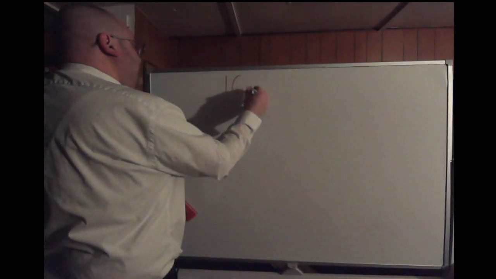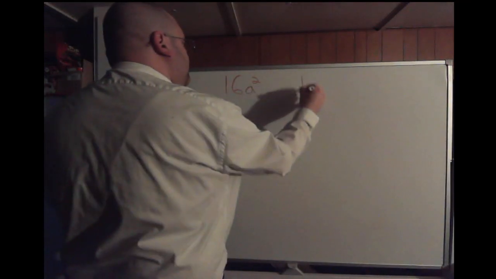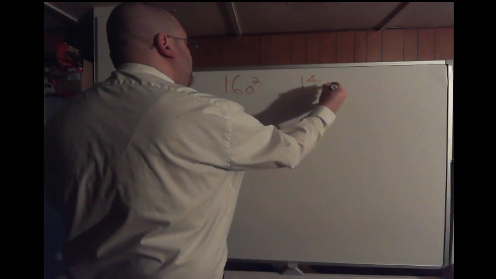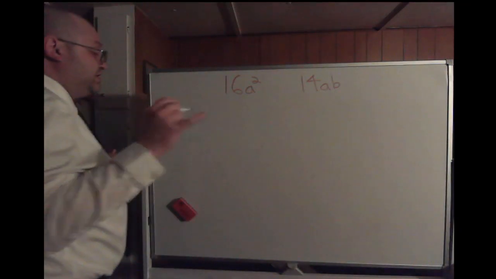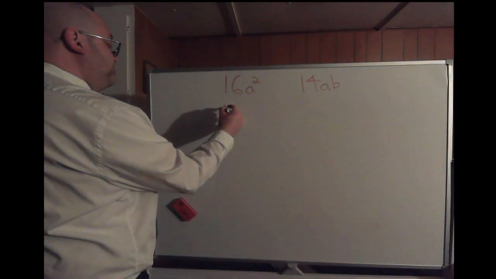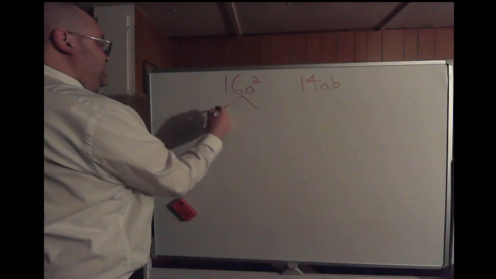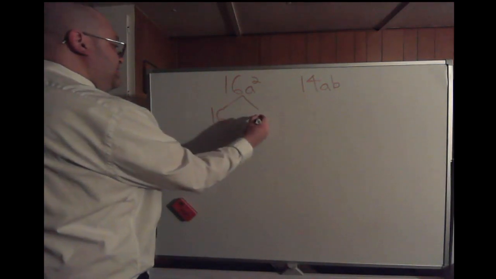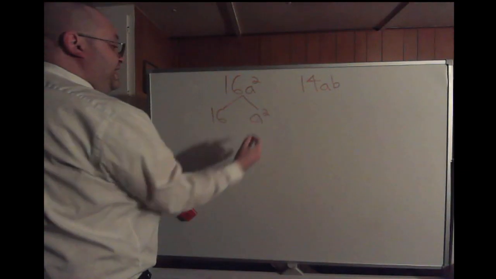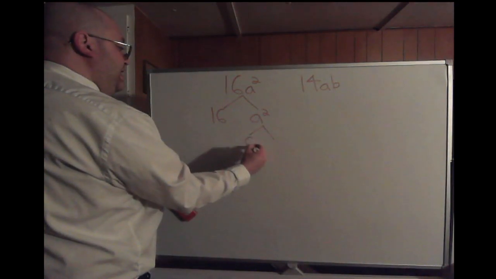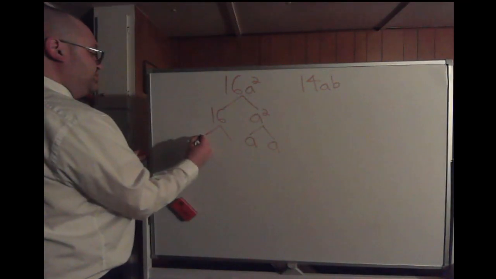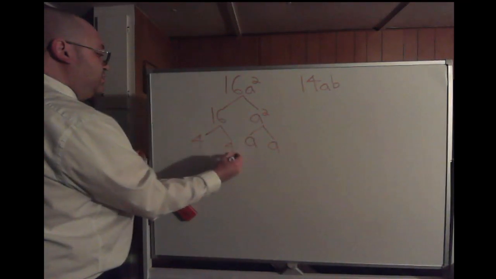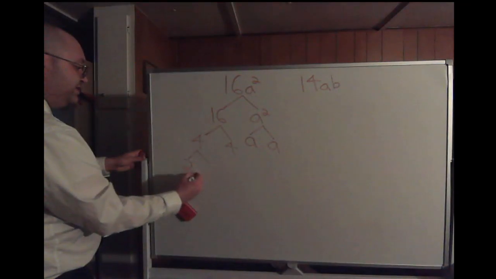We have 16a to the second, and then we have 14ab. So 16a to the second and 14ab. Let's break down the prime factorization of 16a to the second. You'll just have 16, then a to the second. Well, a to the second just breaks down into a and a. 16 will break down into 4 and 4, which each of those 4's break further down into 2 and 2.